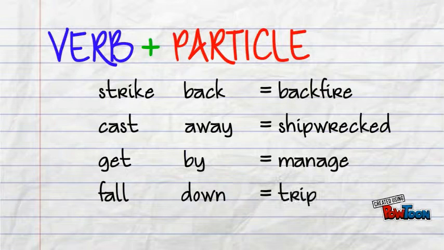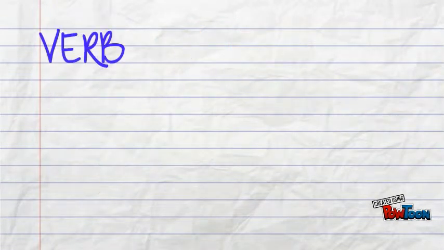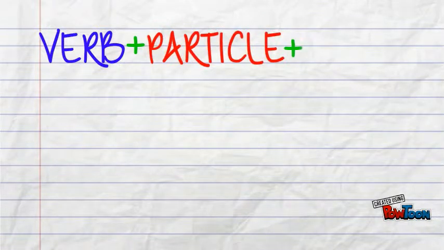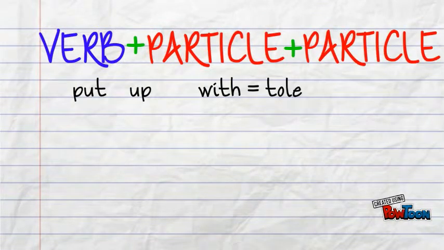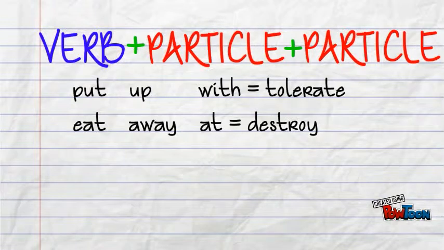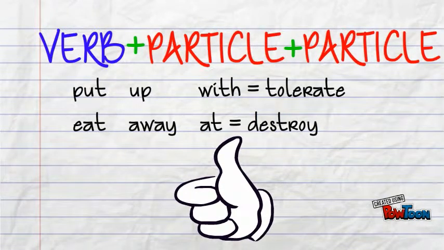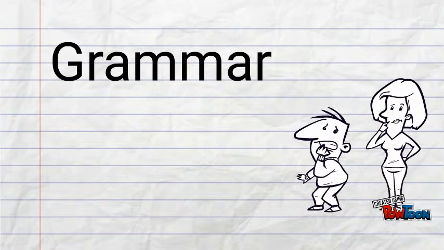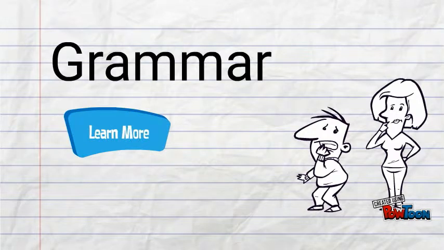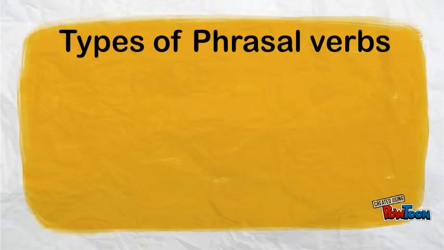Many phrasal verbs can be substituted with one word with the same meaning, but not all of them. We also have phrasal verbs with two particles, like put up with and eat away at. As you may notice, phrasal verbs can be heard in daily conversations. But as in every lesson of English, we will have to deal with the so-feared grammar. In the fantastic world of phrasal verbs, we find different types according to their function in the sentence.